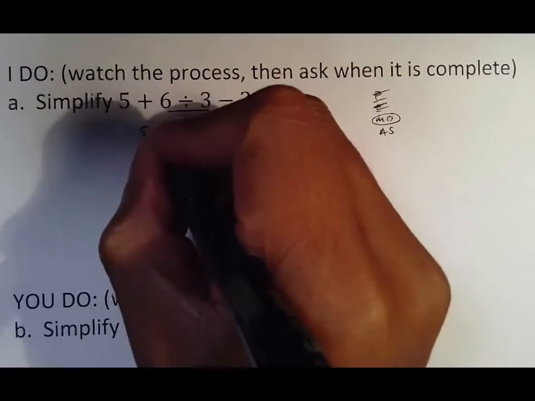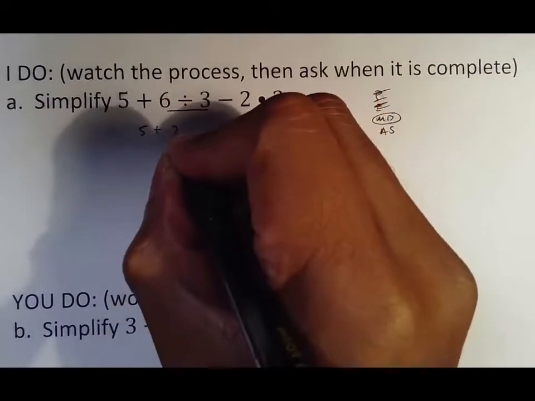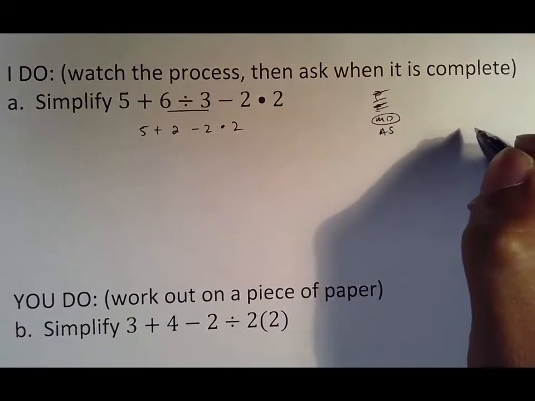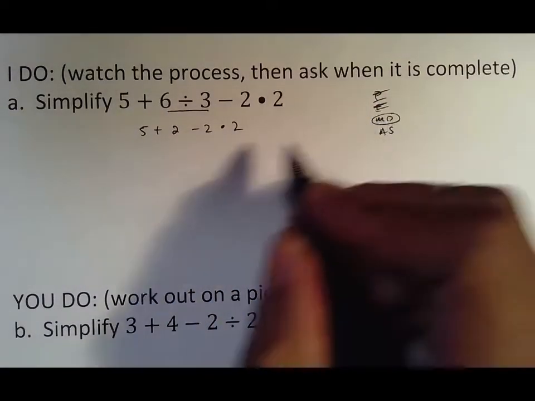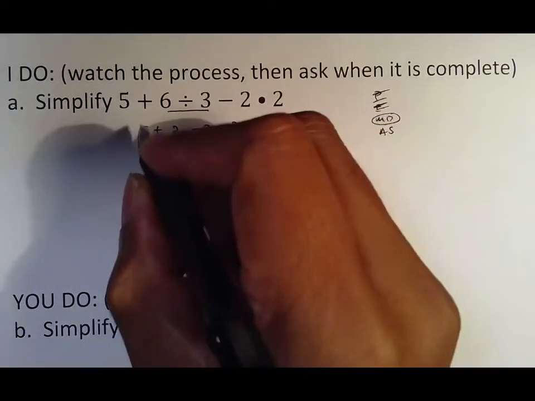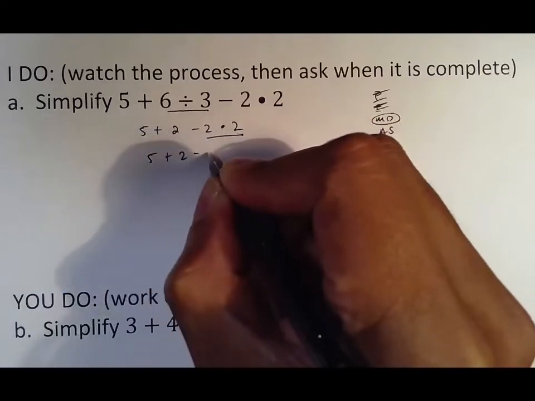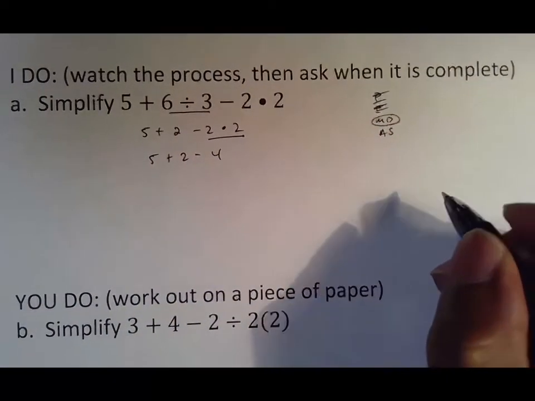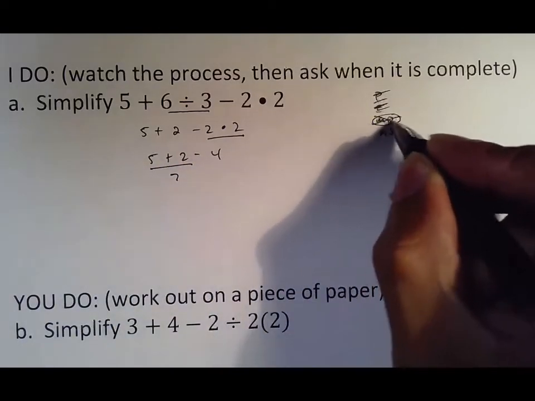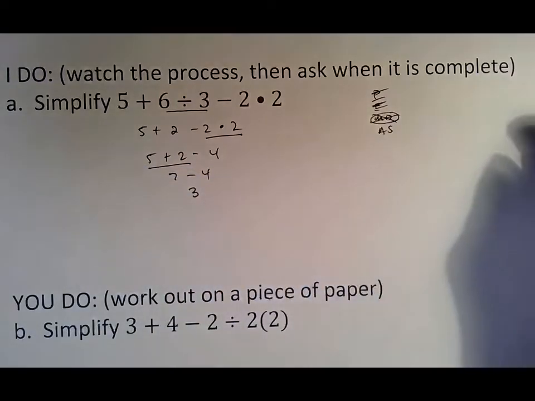We copy the 5, we copy the plus. 6 divided by 3, 3 goes into 6 twice. Copy the rest, minus 2 times 2. Once again, we're going to scan looking for any VIPs. So multiplication or division, hey, there's one right there. So we copy the 5, we copy the plus, the 2, and the minus, and then 2 times 2 is 4. From there, we now do what we've been trained to do because there's nothing but addition and subtraction. All that's gone, so we just do front to back, which is 7 minus 4, or 3.